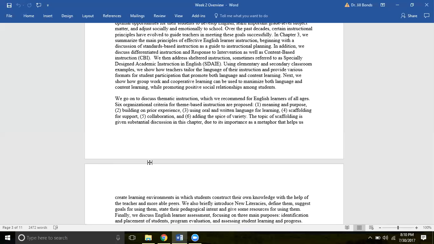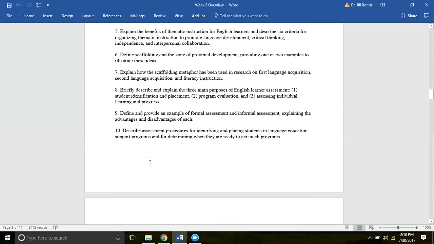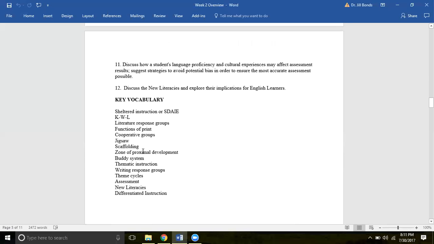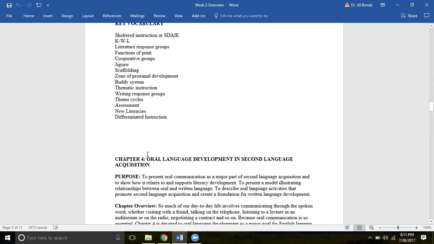to new learning environments, and really using their background knowledge to help them understand new content. The key vocabulary: sheltered instruction or SDAIE, KWL, or what I know, what I want to know, and what I've learned, literature response groups, functions of print, cooperative groups, jigsaw, scaffolding, zone of proximal development, Lev Vygotsky, buddy systems, thematic construction, writing response groups, theme cycles, assessment, new literacies, and differentiated instruction.